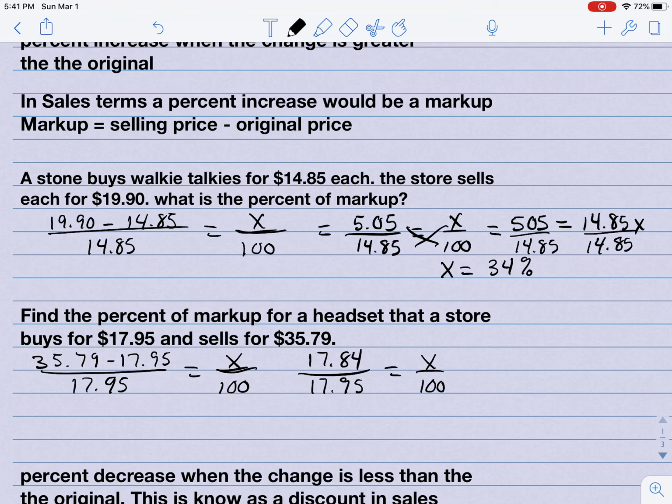Okay, so seeing that these numbers are really close to each other, that's going to tell us this percent markup should be close to 100. So we take the cross product, and we're going to get 100 times 17.84, which equals 1,784. And that's going to be equal to 17.95x. Okay, once again, last step, we divide by the coefficient, the number in front of the variable.